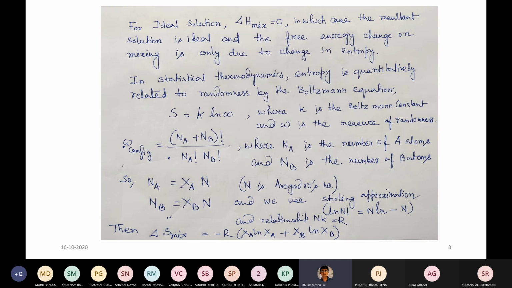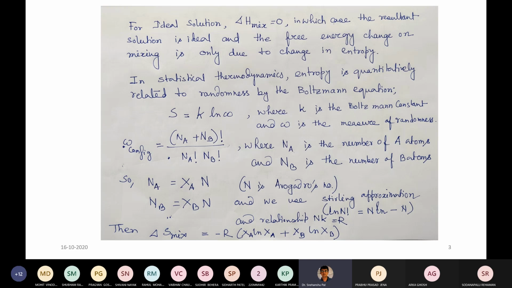When you are talking about configurational entropy, you are actually talking about arranging different particles in different manners. In how many different ways can you arrange the particles? How many permutations and combinations can you apply to arrange different particles? That is what configurational entropy talks about. To understand this concept, you have to apply statistical thermodynamics and find out quantitatively the randomness related to Boltzmann's equation.